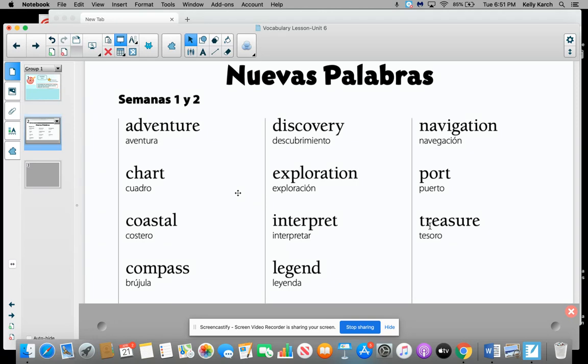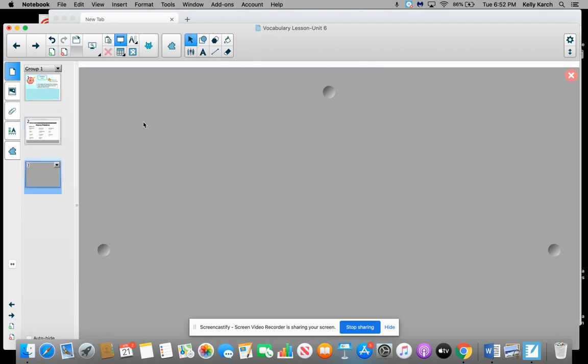It's a good idea to say the words out loud just to practice your fluency. Adventure, aventura. Chart, cuadro. Coastal, costero. Compass, brújula. Discovery, descubrimiento. Exploration, exploración. Interpret, interpretar. Legend, leyenda. Navigation, navegación. Port, puerto. Treasure, tesoro. Let's take a look at the next page.